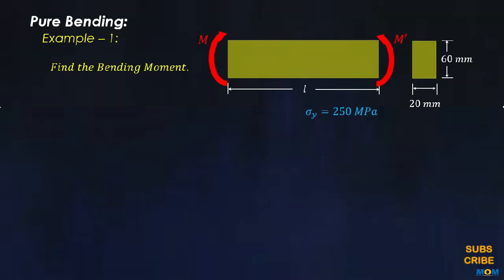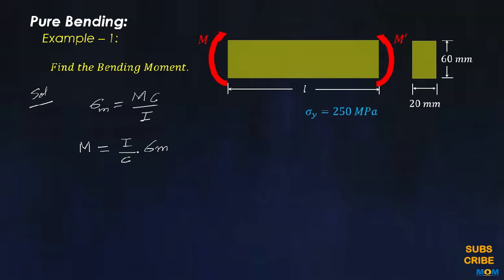Now to calculate this bending moment, we would be using the expression of flexural formula, that is sigma is equal to bending moment, C upon I. Now rewriting this expression for the bending moment, M is equal to I upon C sigma max. Now sigma max is, in this case, the yield strength, that is 250 megapascal.